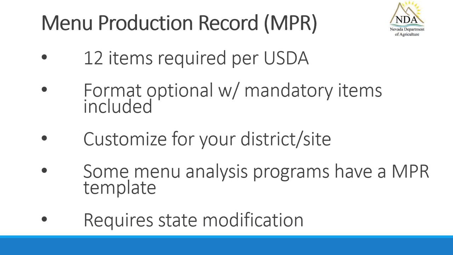So a menu production record must contain 12 items as required by the United States Department of Agriculture. And we'll be getting to these 12 items in a few slides. But first, keep in mind that the format is optional as long as these mandatory items are listed on your form. Feel free to customize what your needs are for your district and/or site. And also be aware that there are some menu analysis programs that do have a menu production record template in the computer system. They do, however, require state modification.